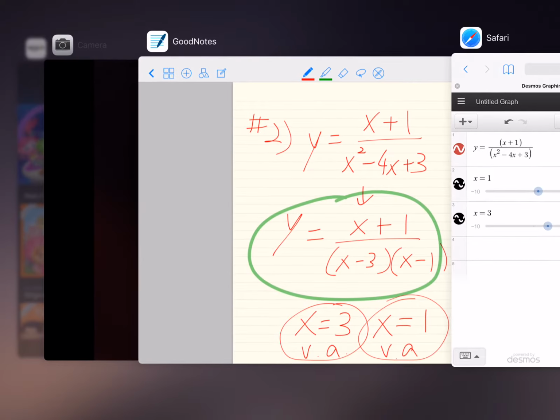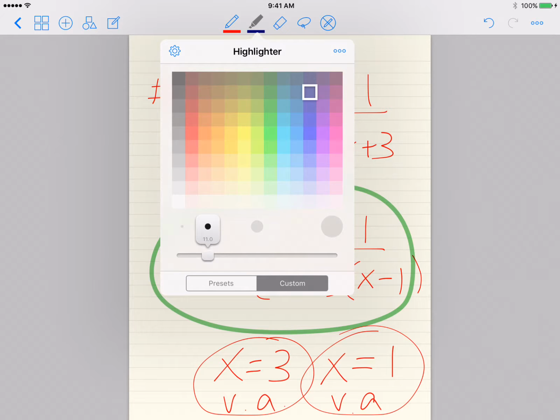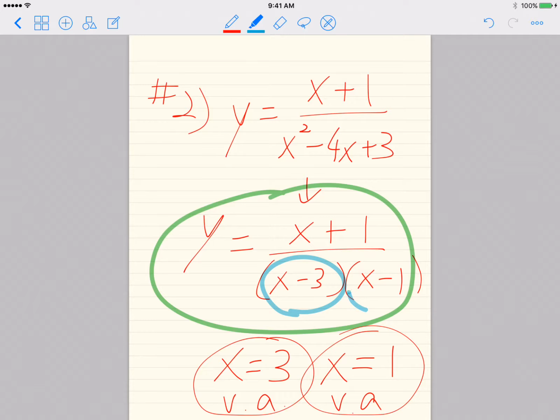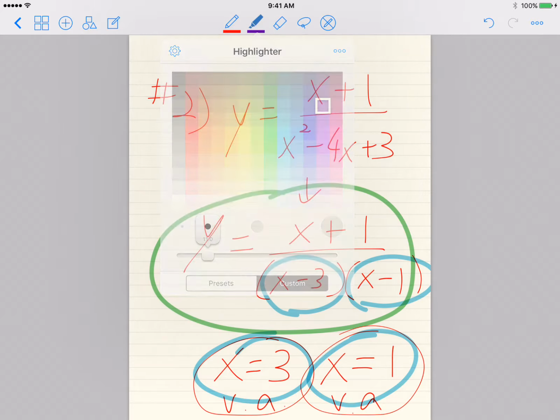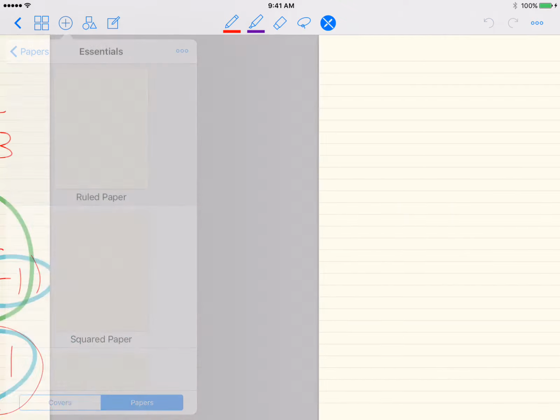Generally speaking, how do you know when something is a vertical asymptote? If you have restricted values on the denominator of a rational function, and that factor doesn't simplify with what's on the numerator, then these are going to be your vertical asymptotes: x equals 3, x equals 1. If the factor x minus 3 happens to cancel with something on the top, then you cancel that out. Let's take a look at an example of that.